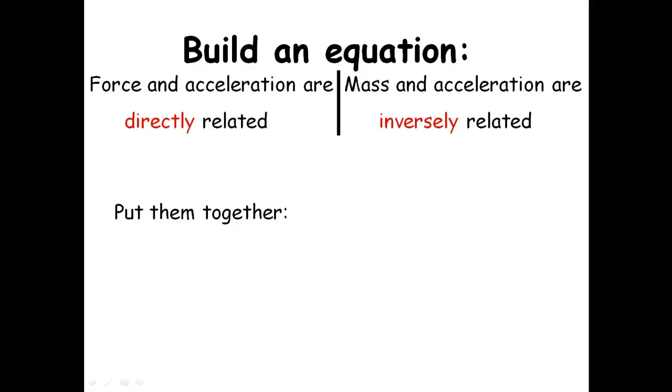So we might say it looks something like that. They're directly related. Mass, however, is inversely related. We learned this from the lab. We know that when you pull something, if you add mass, it becomes harder to accelerate. So as this goes up, that goes down. So we say they're inversely related.